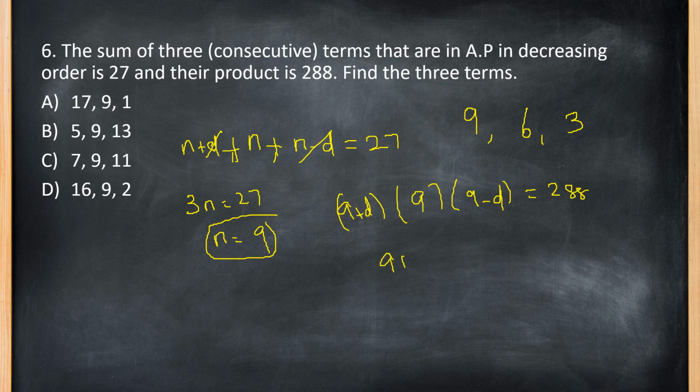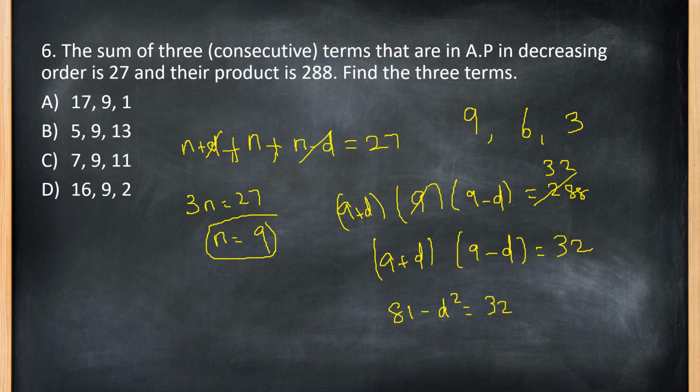So I'll take (9 plus d) into (9 minus d) will be equal to 288 by 9. So we can cancel them off and say 27 is 3 times 18 to 32. Okay, so it is in the form of a plus b into a minus b, so a square minus b square. 81 minus d square is 32, and we can take d square as 81 minus 32, which is equal to 49. Okay, 81 minus 32 gives you 49. So the value of d, I'll write here, the value of d is 7.